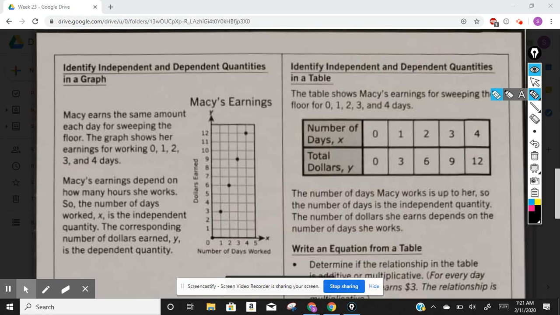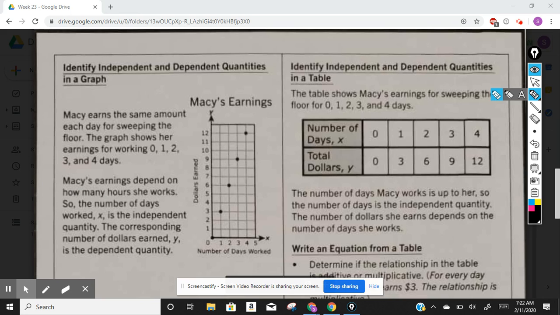Not every time when you have coordinate points will they form a straight line. But when they do, that usually means there's a relationship between the two things. So that's why we want to look at that. It says Macy earns the same amount each day for sweeping the floor. The graph shows her earnings for working days 0, 1, 2, 3, and 4. So right there is a point.